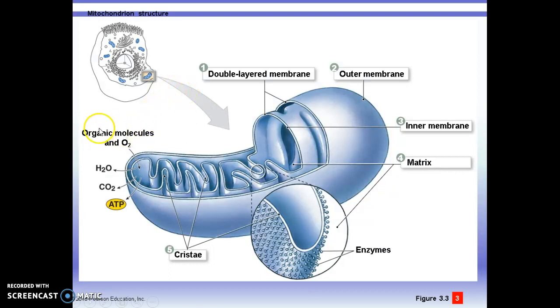So in the mitochondria, our nutrients are going to go in, and oxygen is going to go in. Here's oxygen going in, and the gas that's produced is CO2 from the breakdown of our nutrients, and ATP. So that ATP is going to leave the mitochondria and go throughout the cell wherever it's needed to provide energy.